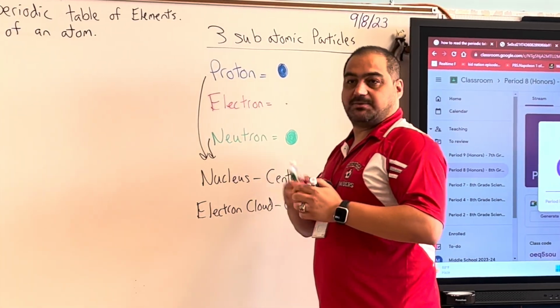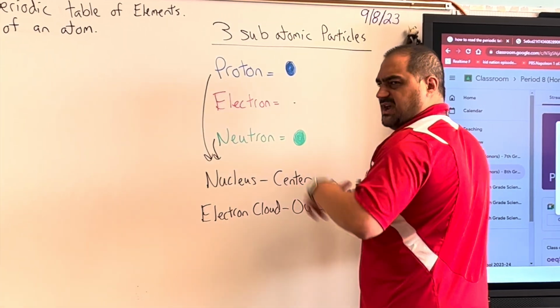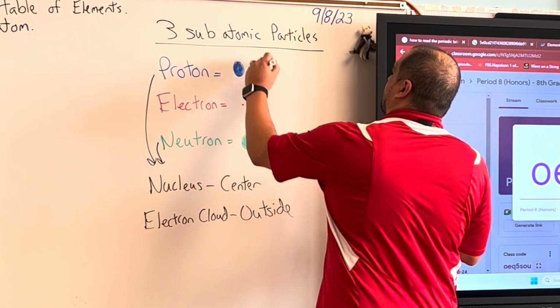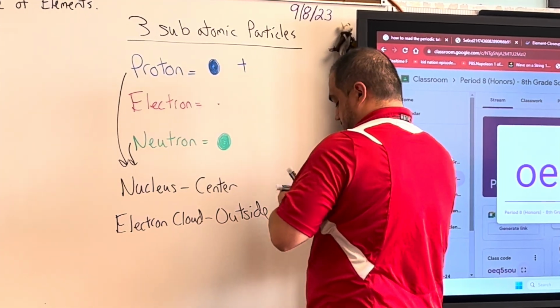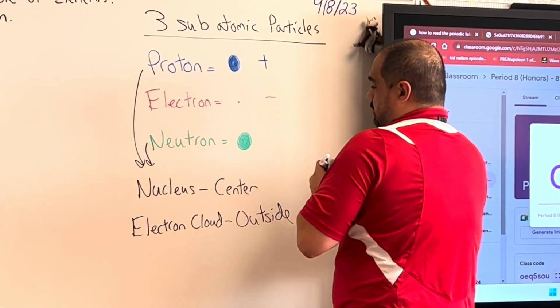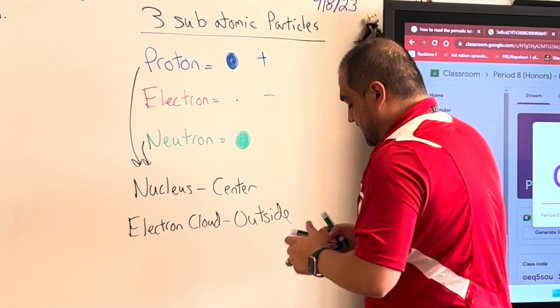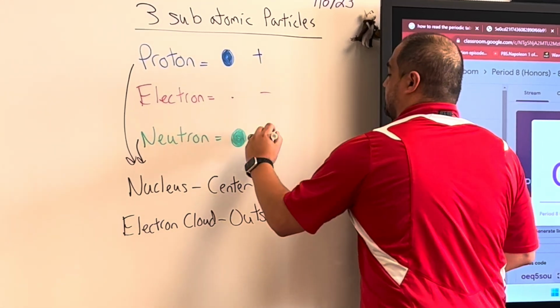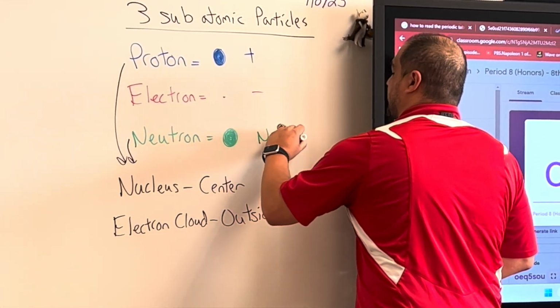What was the charge for the proton? Say it, everybody. Positive. Awesome. What was the electron? Negative. What was the neutron? Neutral. No charge, right? That's why it's a neutron. No charge. Awesome. All right, so we got the basics down.